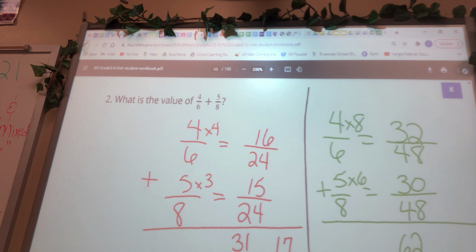How many whole times will 48 go into 62? One. With how many left over? 14. Out of what? 48. If I divide these both by 2, you would have got 7. That's Claire's. I would get 1 and 7/24. Okay, so did we get the same thing? Yes. We only had to do what we said from the beginning. Claire had to simplify one more time.